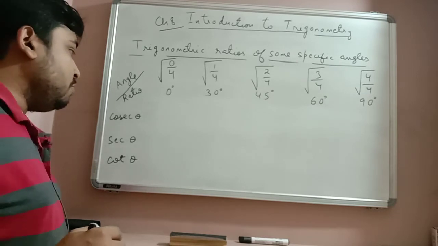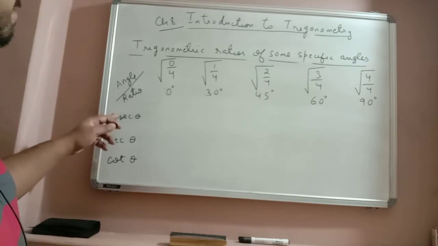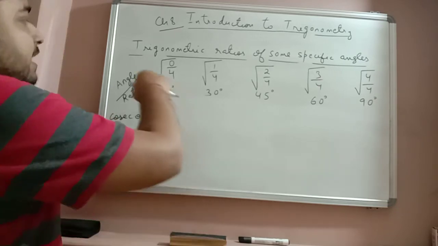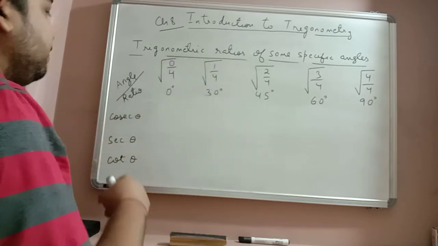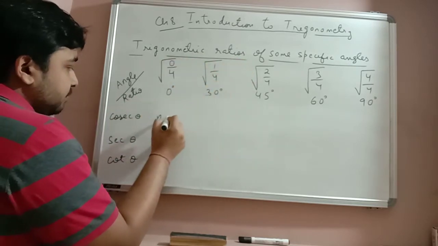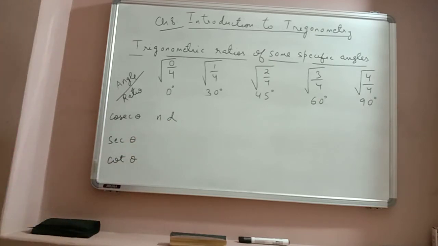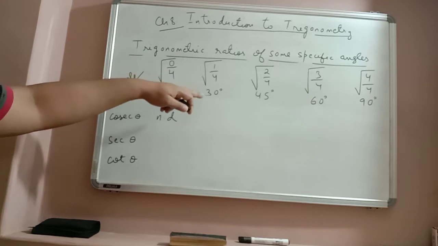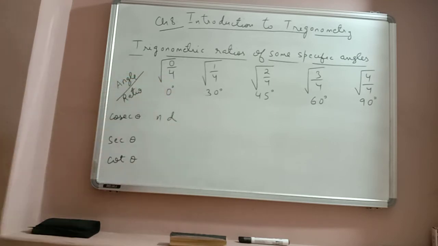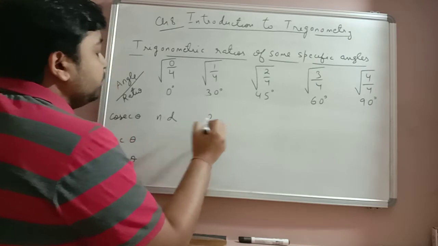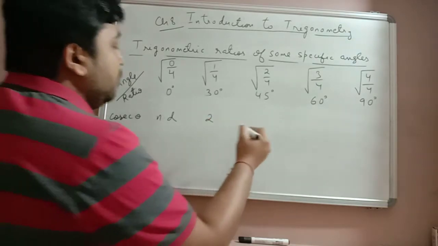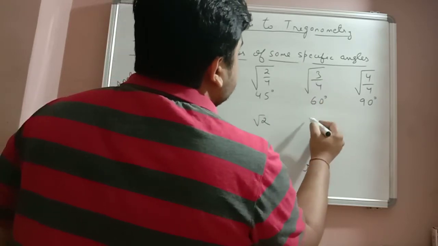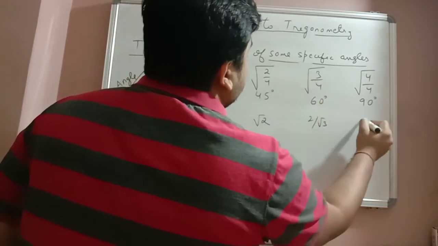So those ratios are reciprocal of sine. So sine values I have here. So reciprocal of these, this will be not defined because sine 0 is 0. So cosec 0 will be not defined, 1 by 0. Now cosec 30 degree will be what? It will be 2. Cosec 45 degree will be root 2, reciprocal of 1 by root 2, and cosec 60 degree will be 2 by root 3, and cosec 90 will be 1.